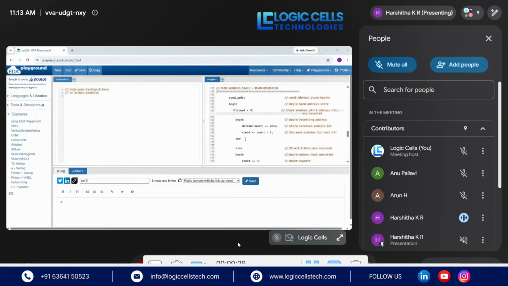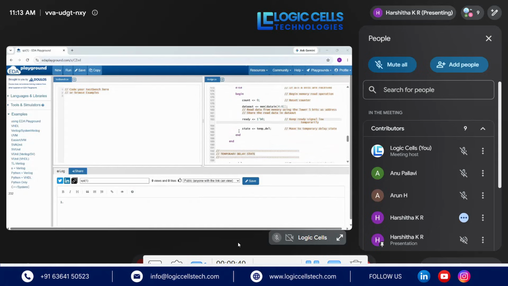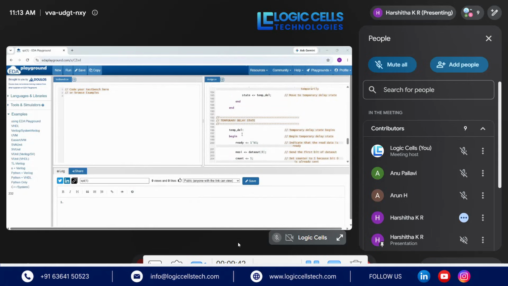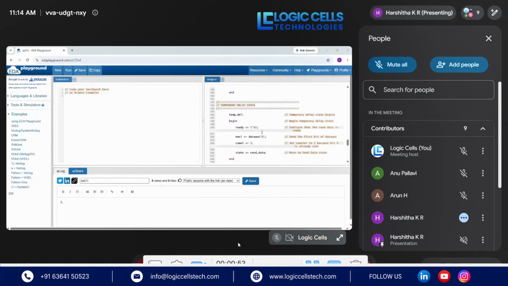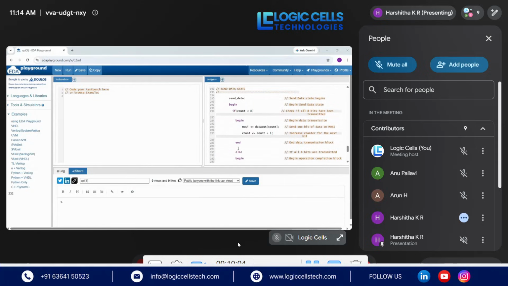In the send address state, the model receives an 8-bit address from the master. After receiving the address, it accesses the memory location and loads the stored data in the data out register. In the temporary delay state, it prepares the read data for transmission, and the ready signal becomes high. The first bit is placed on the MISO, and then the FSM moves to the next state.